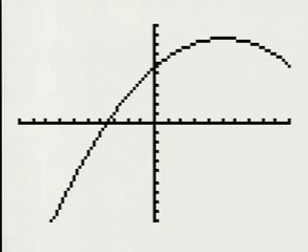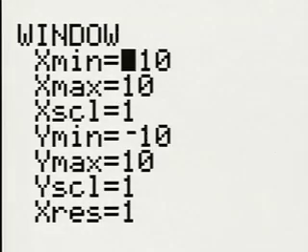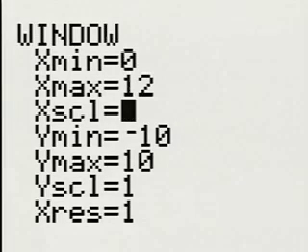Now we're only interested in the years 1992 to 2004. And we said that x was the number of years since 1992. So in 1992, x would be 0, and in 2004, x would be 12. So we're going to adjust our window setting a little bit here. For x min, we don't care about years before 1992, so we're just going to let x min equal 0. That would represent 1992. For x max, we're going to let x max equal 12. That's corresponding to the year 2004. We'll use an x scale of 1 since the difference between our max and min is about 10.